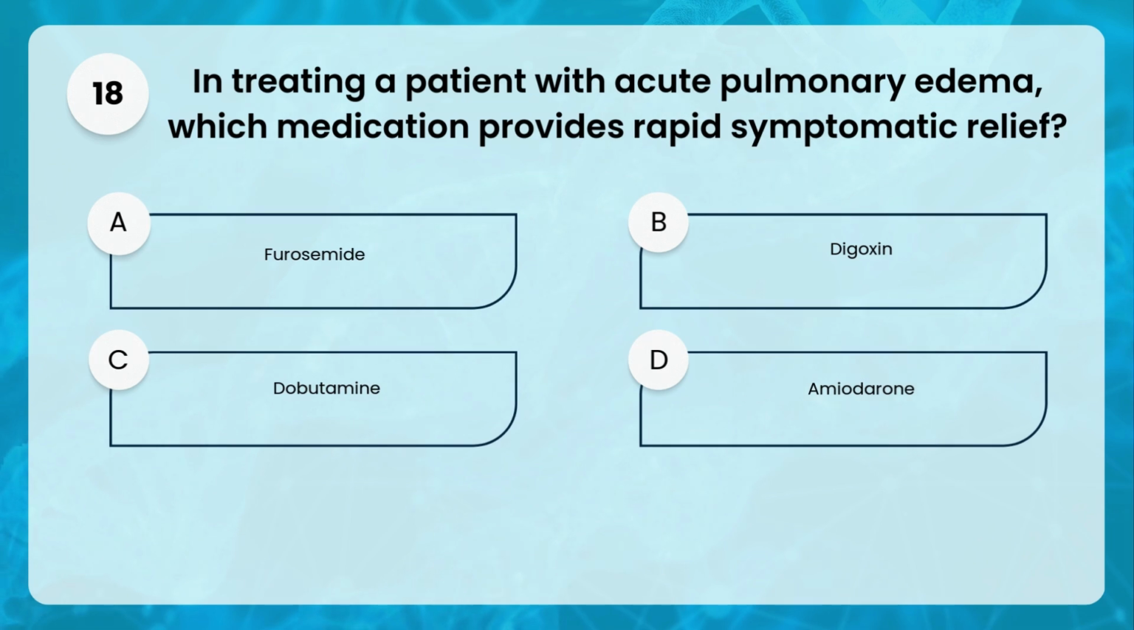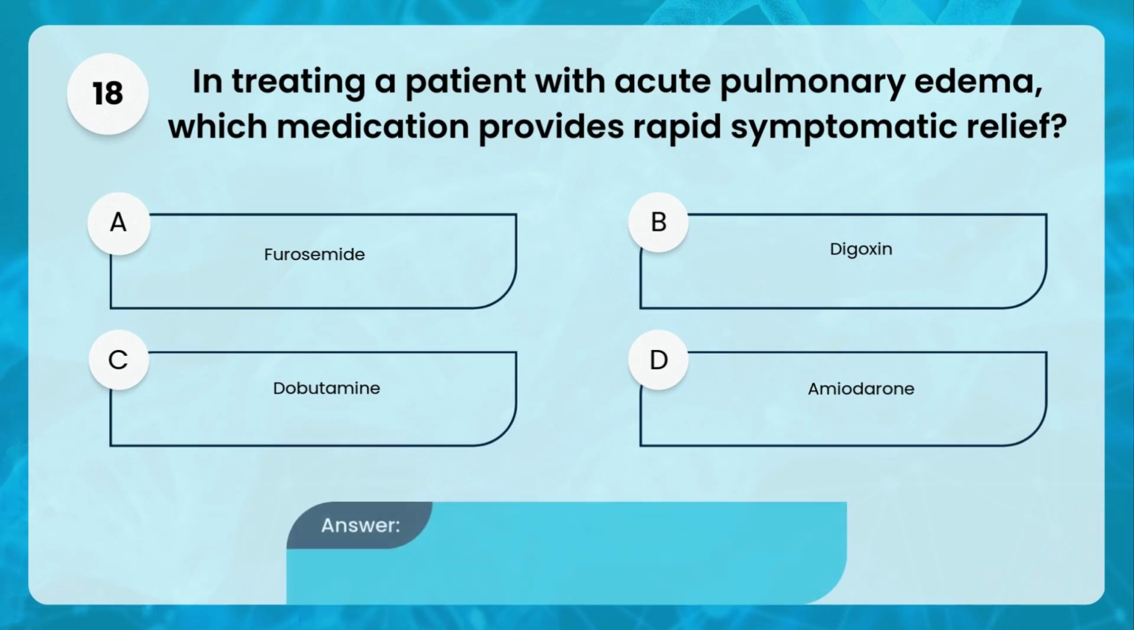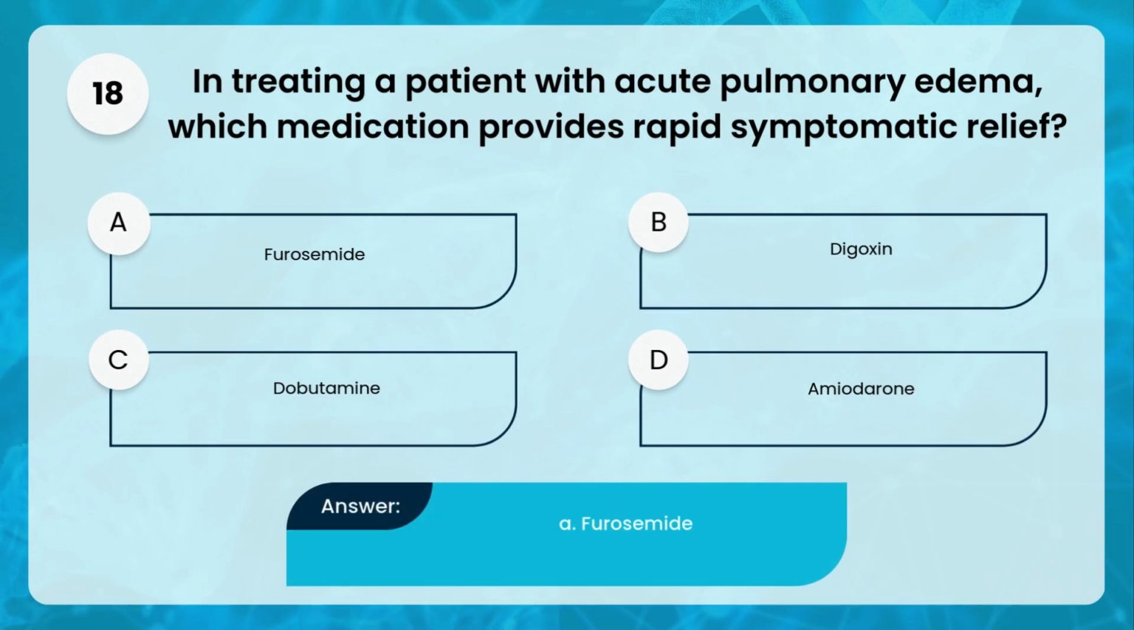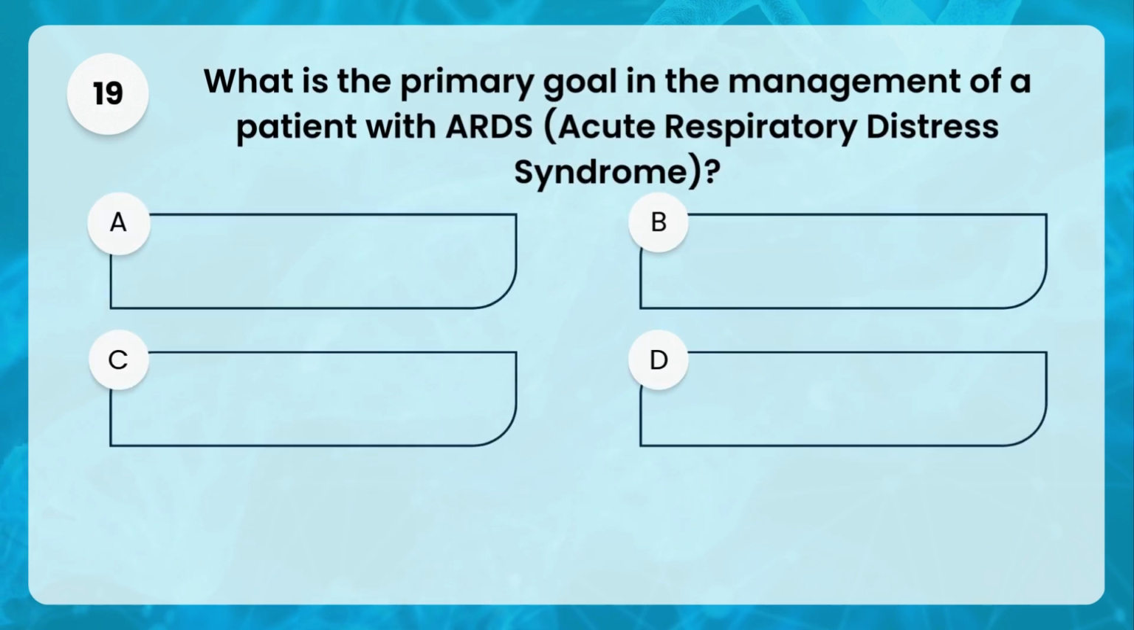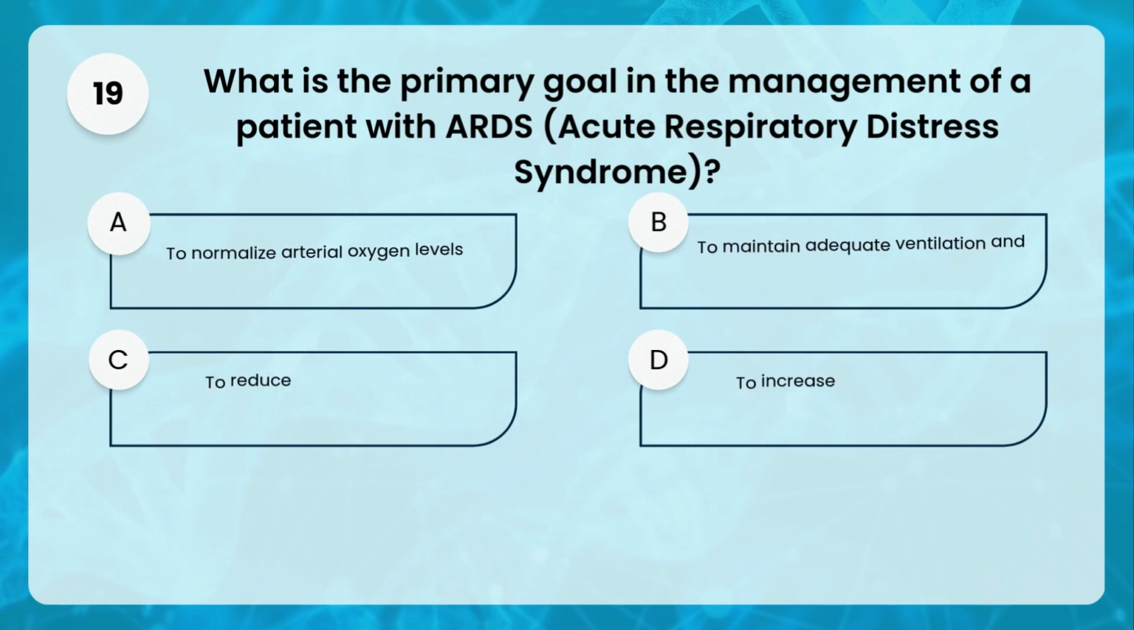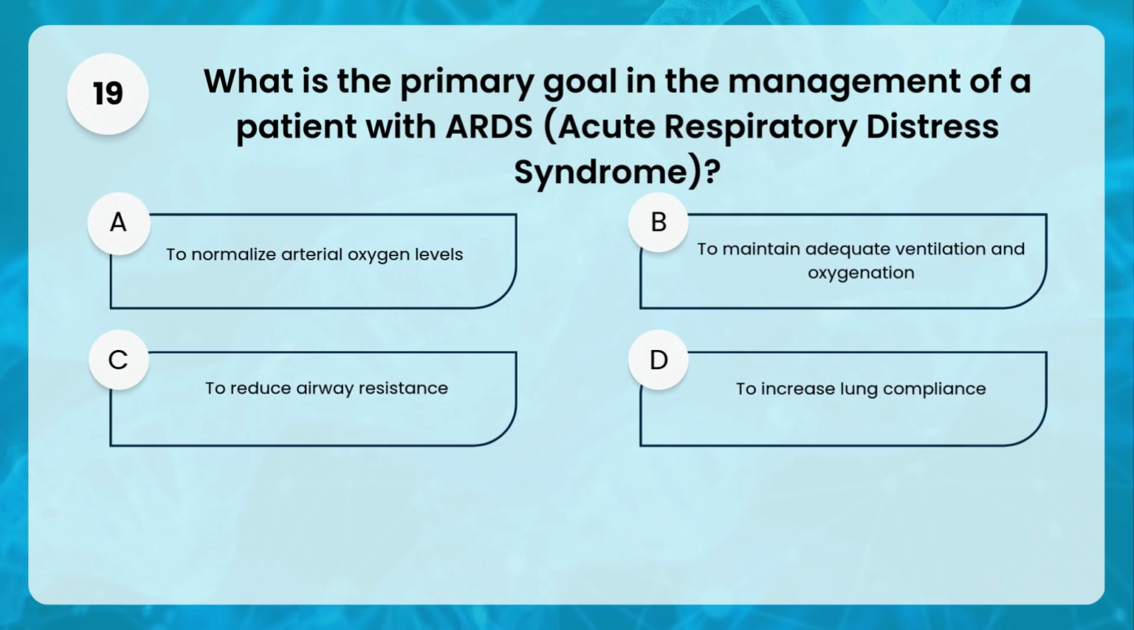A. Furosemide. B. Digoxin. C. Dobutamine. Or D. Amiodarone. The answer is A. Furosemide. Number 19. What is the primary goal in the management of a patient with ARDS, acute respiratory distress syndrome?